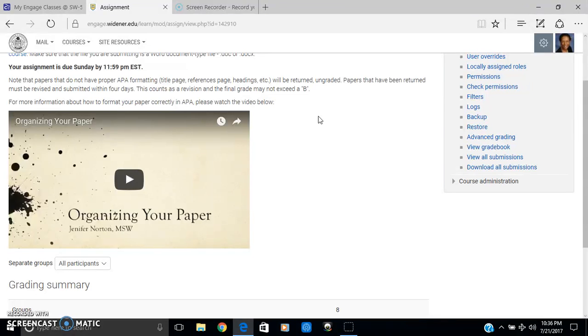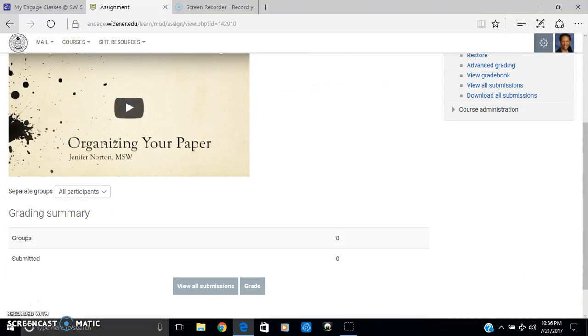Pay attention to capitalization. Look in particular at how to cite chapters from books because that seems to be problematic for a number of students. And if you use a direct quote in your paper, make sure the page number is there. That's very important as well.